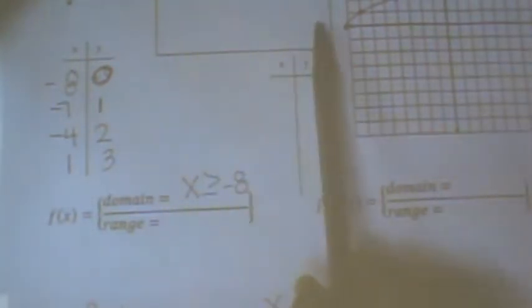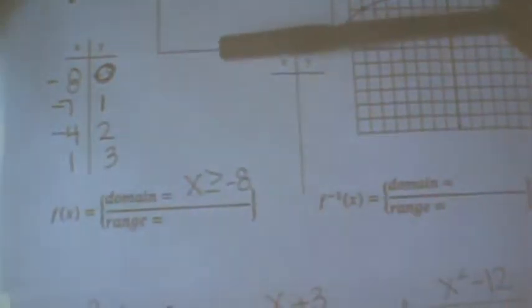Can you tell me the domain? What x values can we plug in? Anything that is greater than or equal to negative 8. Why is it that? Why can't I use numbers over here? Because you're going to end up with a square root of a negative number and it's not possible. Your range is all of the numbers, the y values that are what? Greater than or equal to 0.